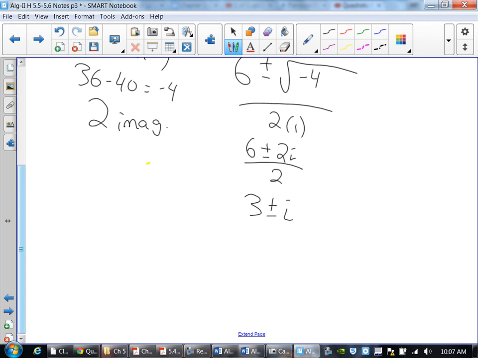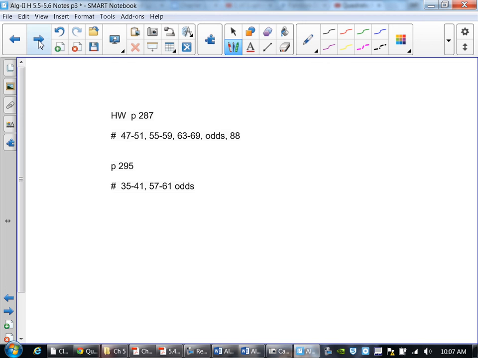I know that all of you guys have used the quadratic formula. It's not a difficult thing to do. So let's look at some problems for tonight. Let me see if I got the right ones on here. Two imaginary. We only get one.